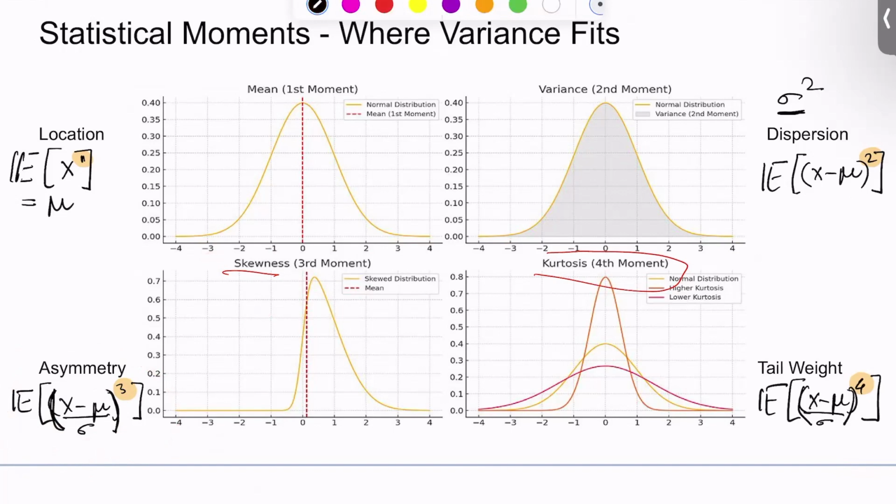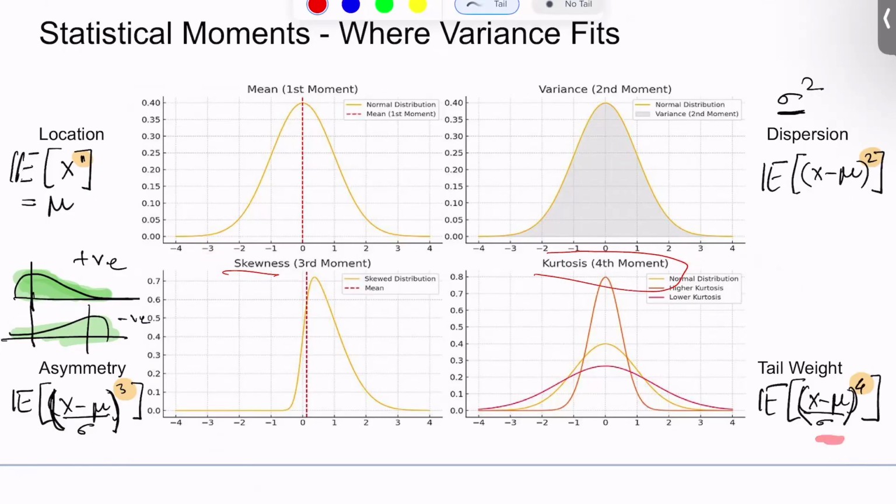So if we look into the different shapes, one of the shapes could look something like this, or one of the shapes could look something like this. So this is a positively skewed distribution, and this is a negatively skewed distribution. Similarly, if we look into the kurtosis, that is the tail weight, it is given by, again, the normalized random variable that we subtract by the mean and divide by the standard deviation, and we raise it to the power of 4. And this 4 makes the large numbers a lot bigger, and that's why it becomes a bit more sensitive to outliers.